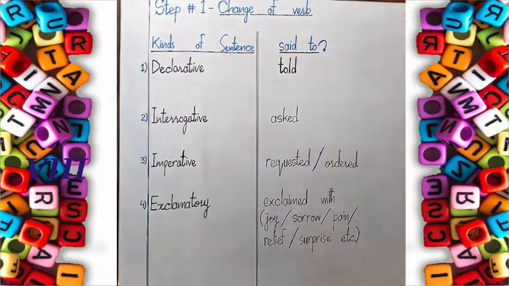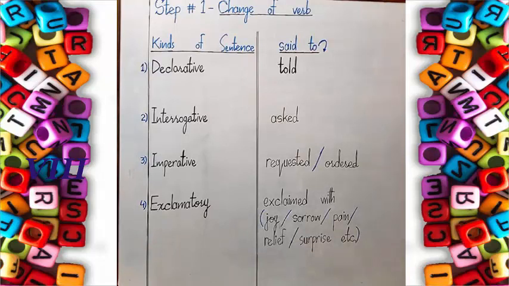So here, either requested or ordered. And if in the reported speech an exclamatory sentence is given, we change said to into exclaimed with, and then we can use any one of these words according to the exclamatory sentence. Exclaimed with joy, exclaimed with sorrow, exclaimed with pain, exclaimed with relief, exclaimed with surprise, etc.